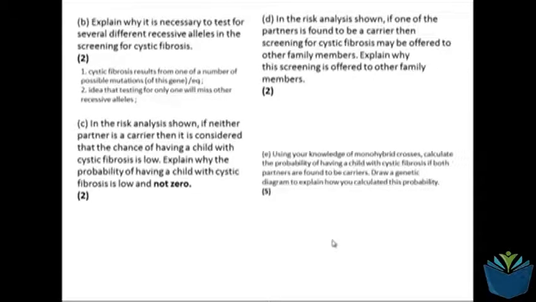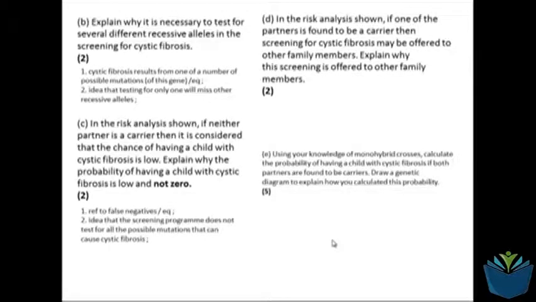Part C. In the risk analysis shown, if neither partner is a carrier, then it's considered that the chance of having a child with cystic fibrosis is low. Explain why the probability of having the child with cystic fibrosis is low and not zero. Well, first of all, you might have an incorrect diagnosis. You might have a false negative at that point.